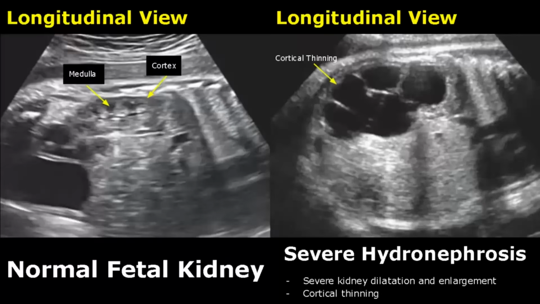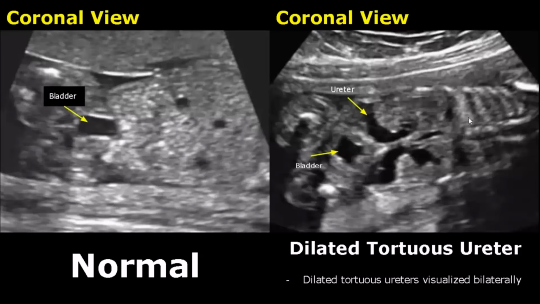In a severe hydronephrosis, you can see cortical thinning. We see a very thin layer of cortex and there is a large degree of dilatation and the kidney is also enlarged. In this image we can see dilated tortuous ureters bilaterally. They appear curved and dilated. This can be due to any obstruction related to the urethra or the ureter itself.